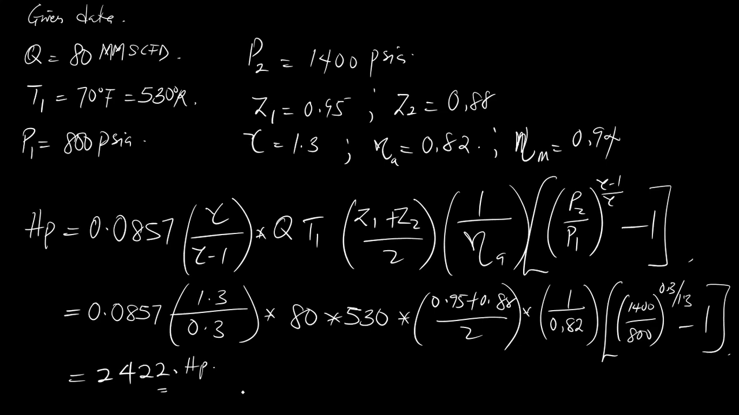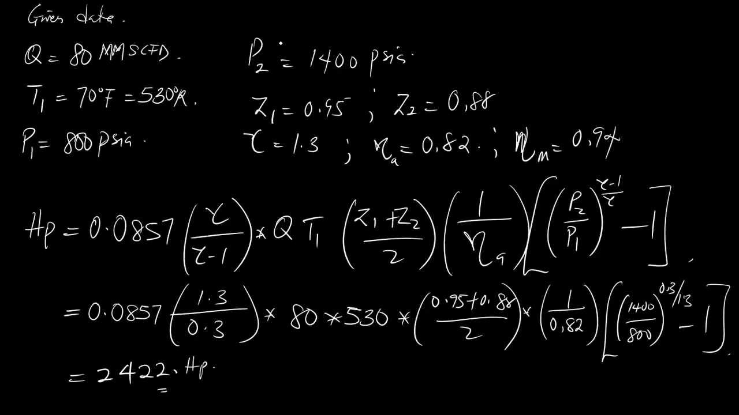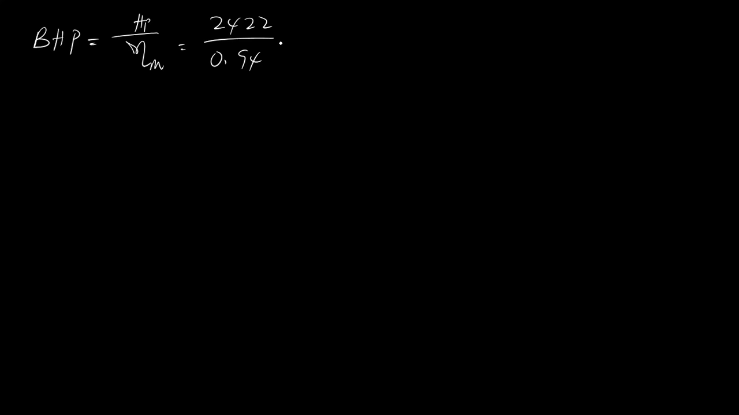Now to calculate the BHP, BHP is equal to the horsepower divided by the mechanical efficiency, which is 2422 divided by 0.94. That gives 2577 brake horsepower.